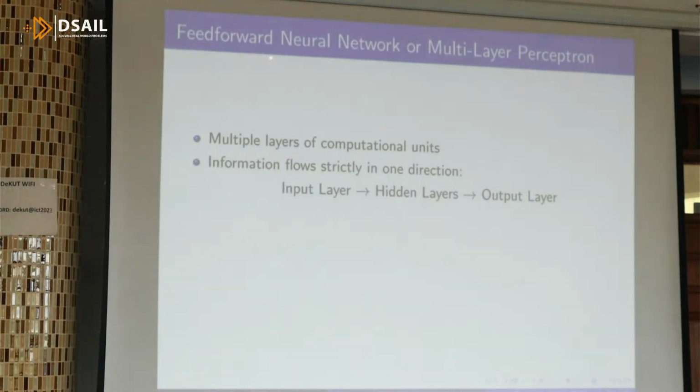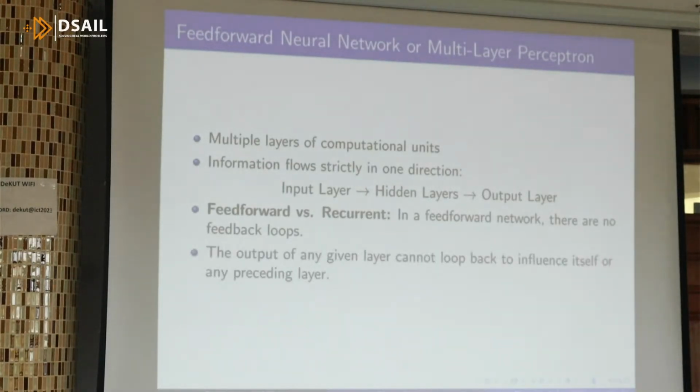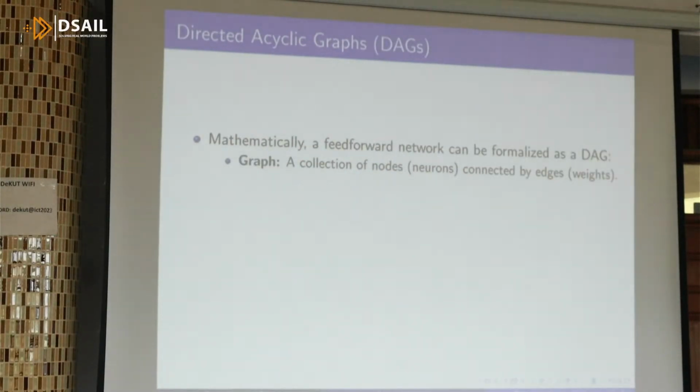It's called a feed-forward neural network because you have multiple layers of computational units that allow information to flow strictly in one direction. So it's like a forward pass. And we call it feed-forward to differentiate it from recurrent neural networks, where there are feedback loops, all right? So information flows in one direction and it never comes back. There is no feedback loop. The output of any given layer cannot loop back to influence itself or any preceding layer.